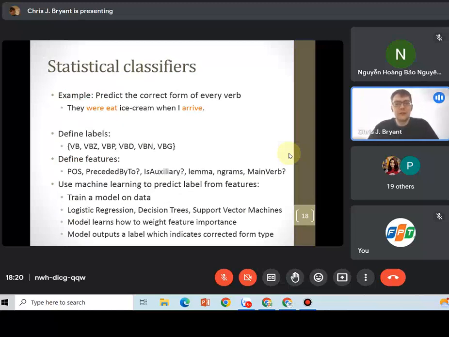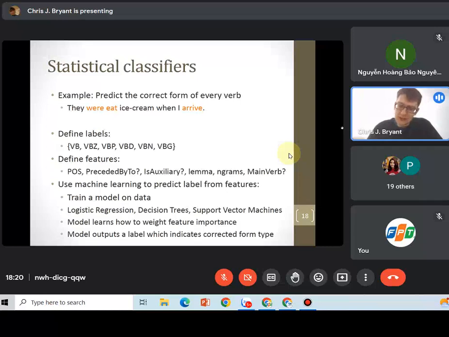In the next one, we moved on to statistical classifiers. In this case, the example is you might want to predict the form of every verb in a sentence, which I've highlighted in orange here. Now, step one is that you define the labels. So these 6 labels represent the different forms of verbs in English. VB is infinitive, VBZ is third person present tense, VBP is non-third person, VBD is past tense, VBN is past participle, VBG is the gerund ing form. And effectively, we want to predict one of these for every single verb in the sentence.